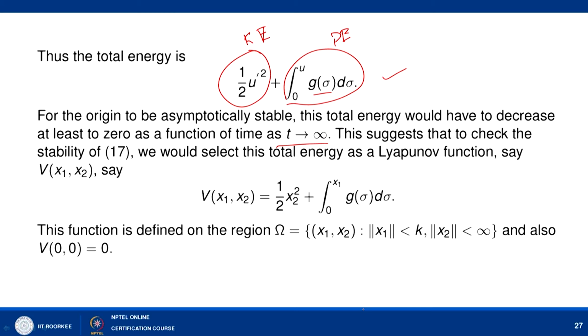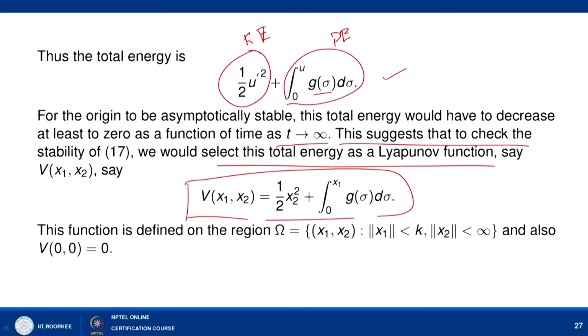The idea is that your system is going to a stable position if the total energy is reducing, and it will remain in a stable position if the total energy is not increasing. If it remains at a minimum value, then it will not change its stability behavior. So the idea is that if the origin is an asymptotically stable solution, then this total energy is tending towards 0.